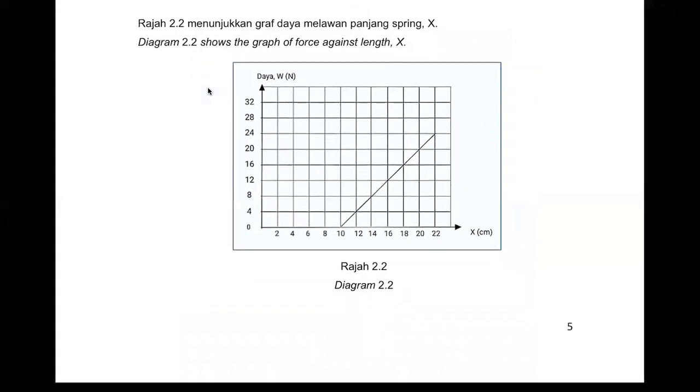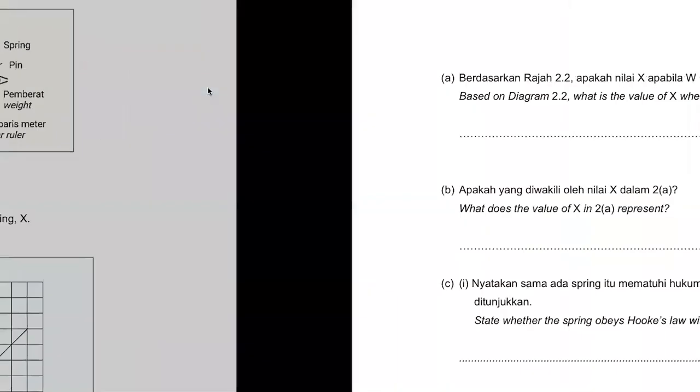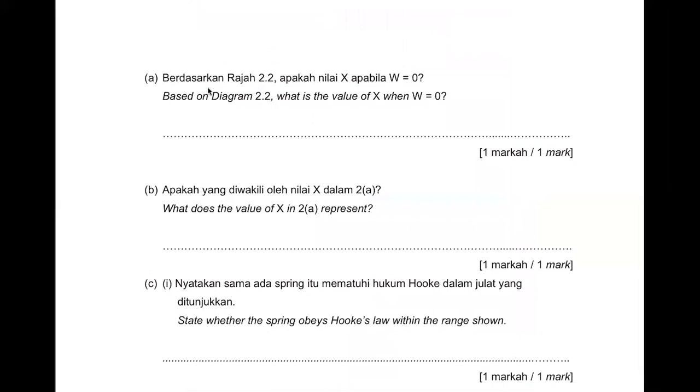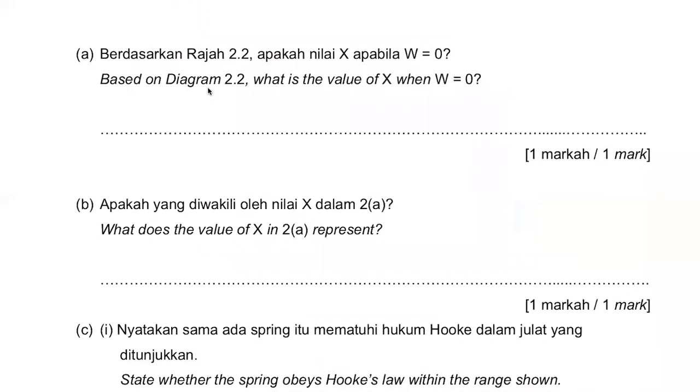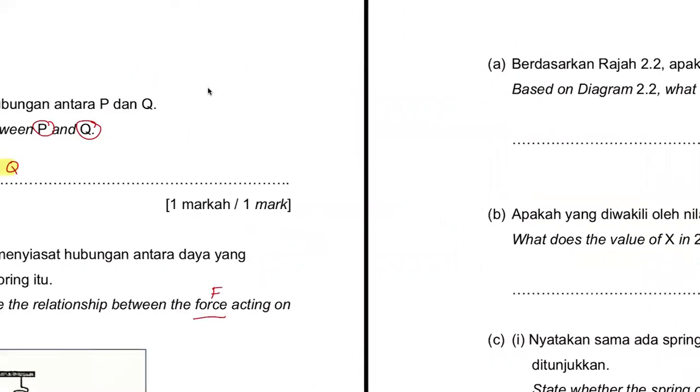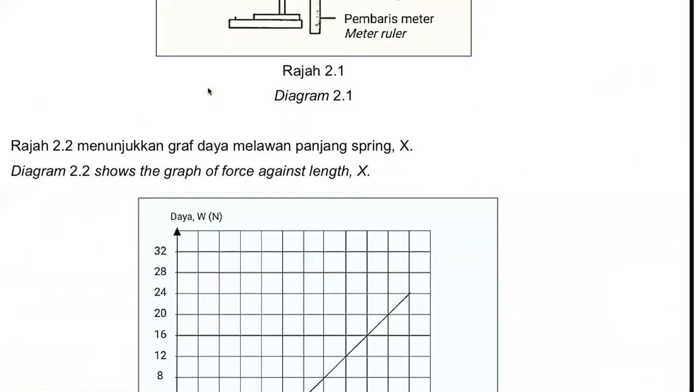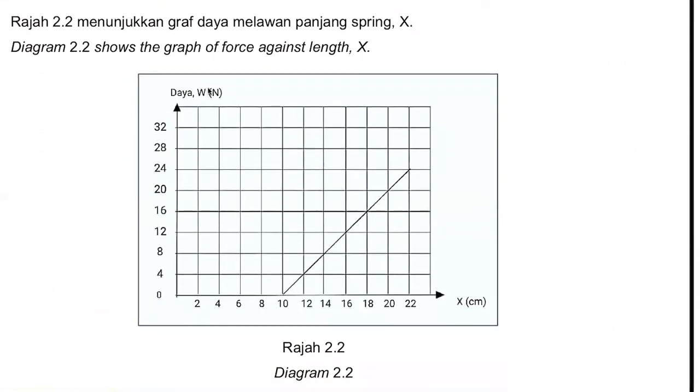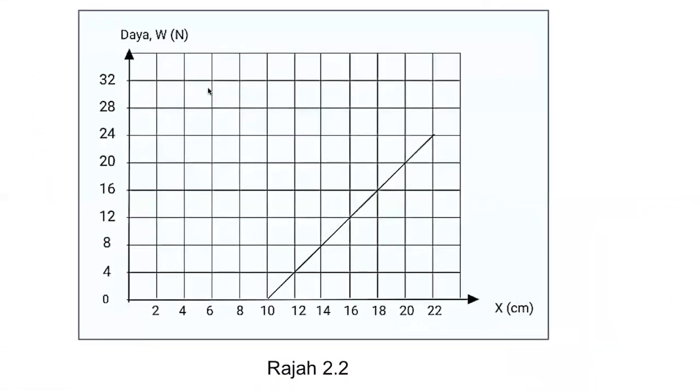And the question is, based on diagram 2.2, what is the value of x when w equals to 0? So let's check. When w equals to 0, what is the value of x? What is the answer?